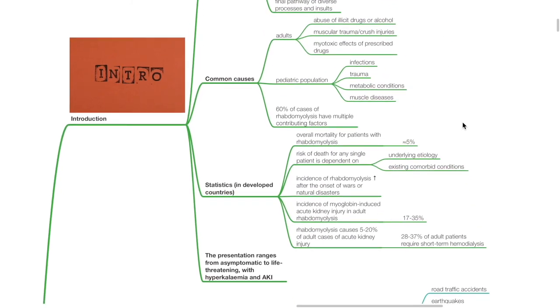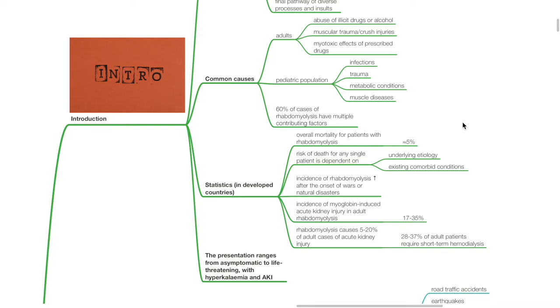Statistics in developed countries. Overall mortality for patients with rhabdomyolysis is about 5%. Risk of death for any single patient is dependent on the underlying etiology and existing comorbid conditions. The incidence of rhabdomyolysis increases after the onset of wars or natural disasters. Incidence of myoglobin-induced acute kidney injury in adult rhabdomyolysis is 17 to 35%.